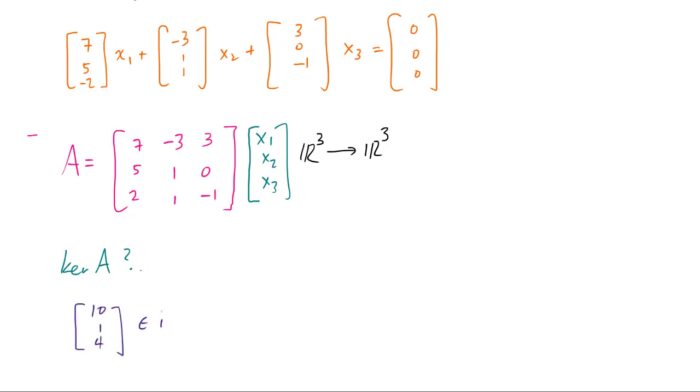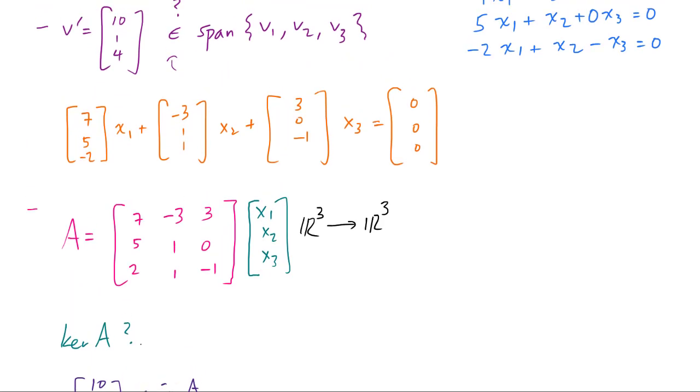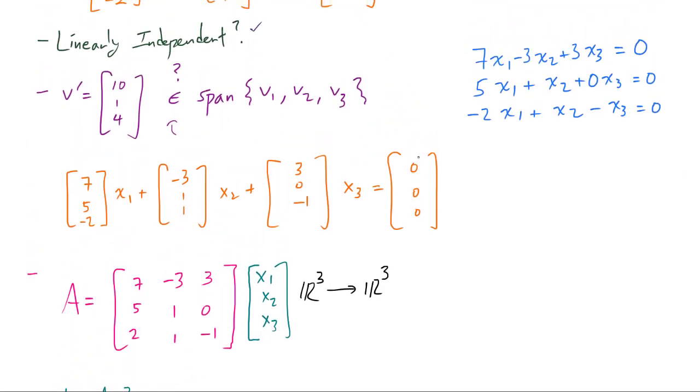Another similar question that you can ask is whether a vector, say (10, 1, 4), once again belongs to the image of A. So the image of A, once again, is the set of all the vectors that we can get by applying A to a vector. And of course, this is exactly the same question as the one we asked for the span above. So we're really asking whether we can get (10, 1, 4) by applying the matrix to (x1, x2, x3).